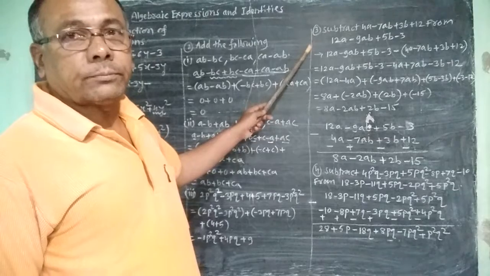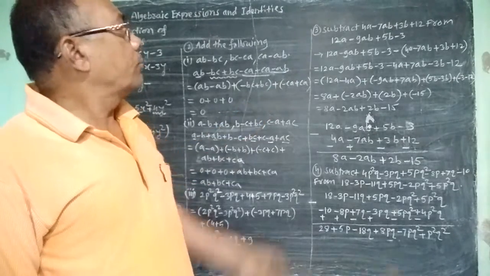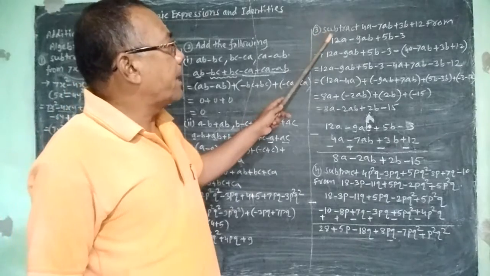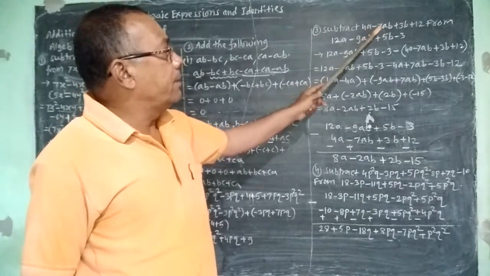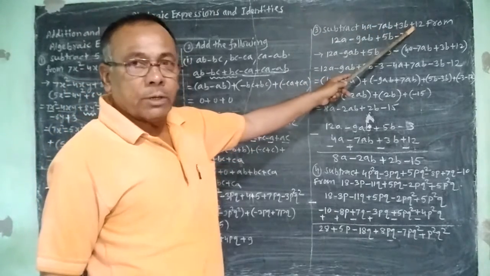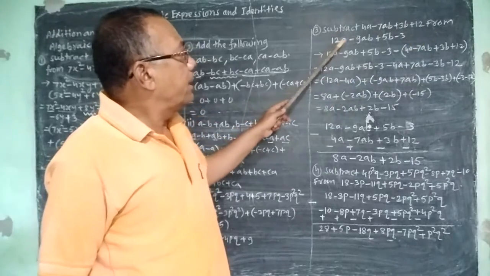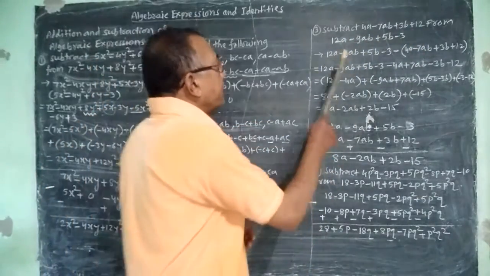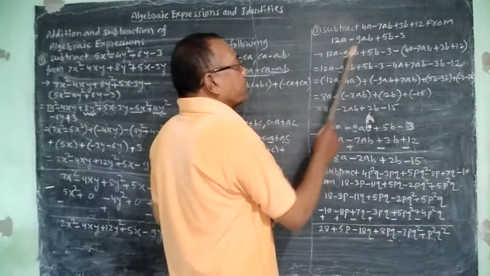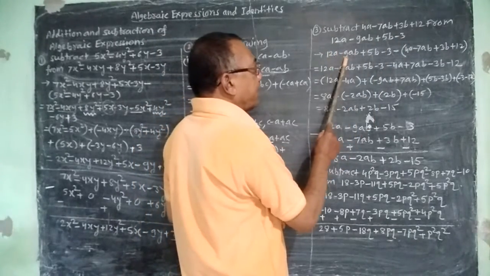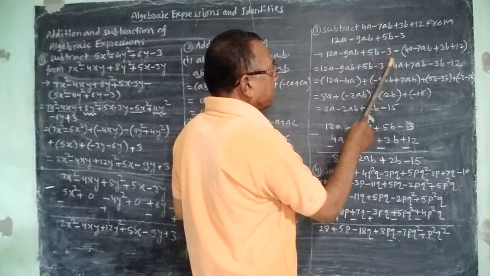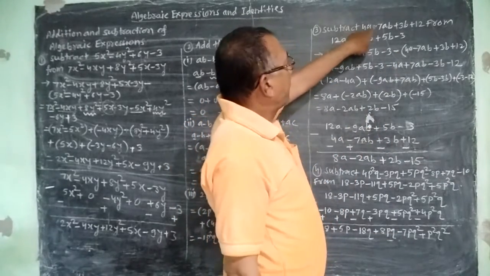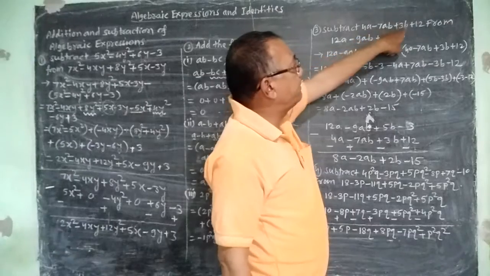Now here we have to solve the third example, in which it is given that subtract 4a minus 7ab plus 3b plus 12 from 12a minus 9ab plus 5b minus 3. Means here we will write the second expression first. So 12a minus 9ab plus 5b minus 3 minus 4a minus 7ab plus 3b plus 12.